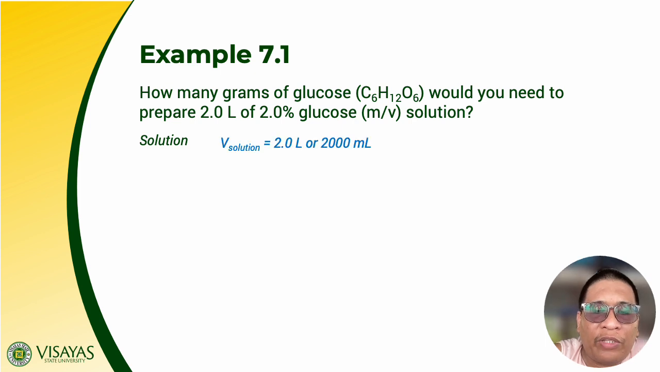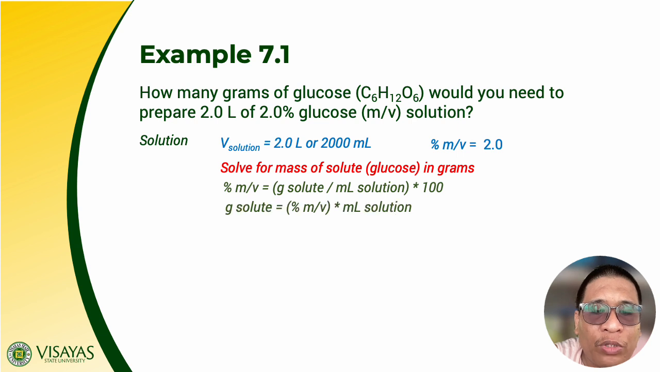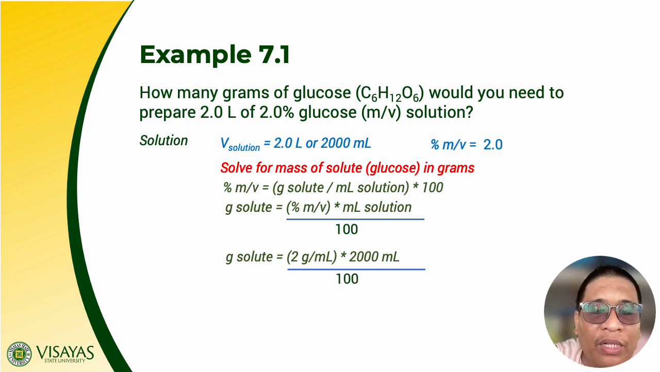So to solve, we identify first the given. The volume of the solution is 2 liters, or we can transform that one into 2000 ml or milliliters. And the percent mass by volume is 2. Now we can solve for mass of solute, which is in terms of glucose in grams. So that would be percent mass by volume is equal to gram of solute per milliliter of solution times 100. So we can solve for gram of solute. We can then rearrange the formula as gram of solute is equal to percent mass by volume times milliliter of solution divided by 100. So substituting, we have 2 gram per ml, that's coming from the 2%, times 2000 ml divided by 100. So the result, upon cancelling milliliters, would be 40 grams of glucose.